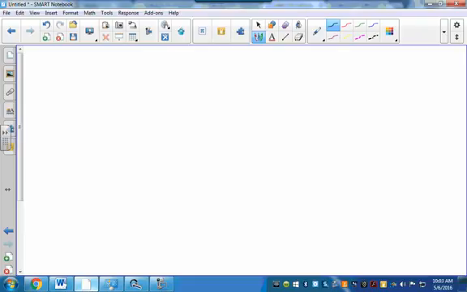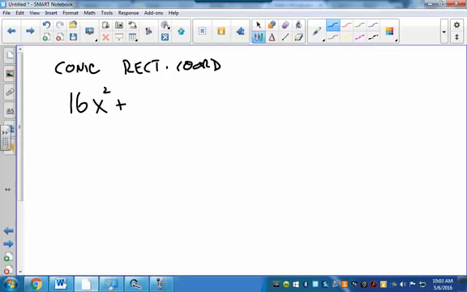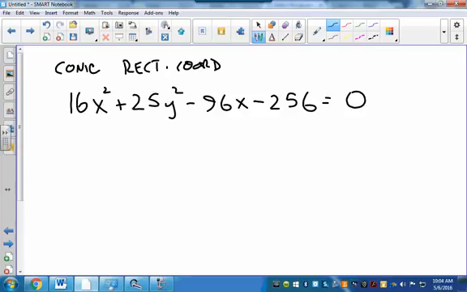This is a conic, and we're in rectangular coordinates. So no polar stuff here, just plain old XY. Here's the equation: 16x squared plus 25y squared, I rigged this to make it nice, minus 96x minus 256 is equal to 0. And my first question to you is, what kind of conic is it?